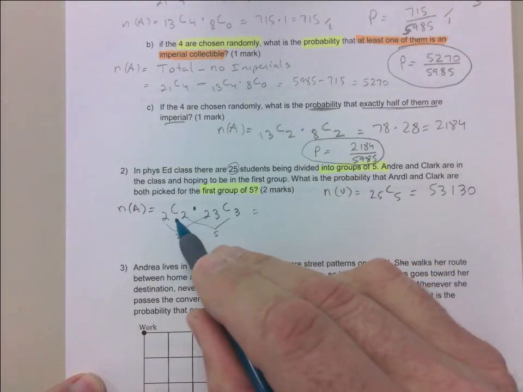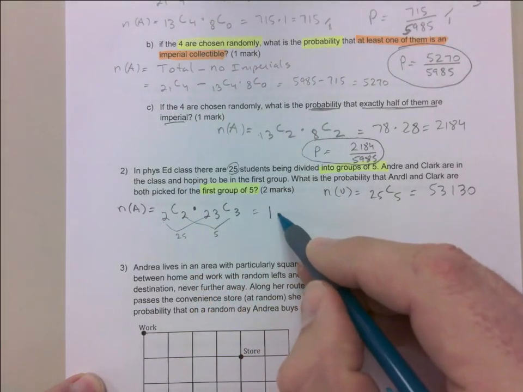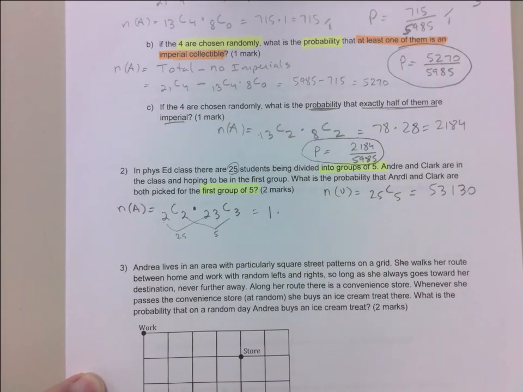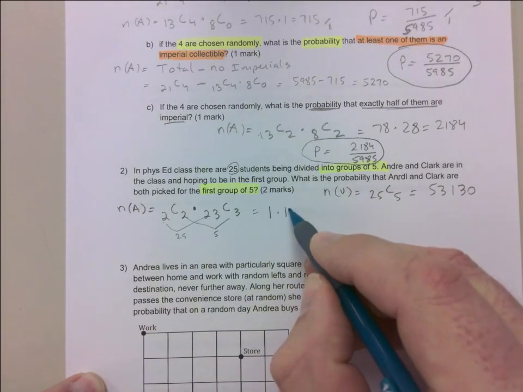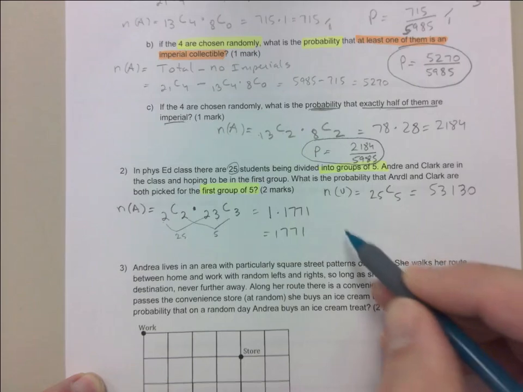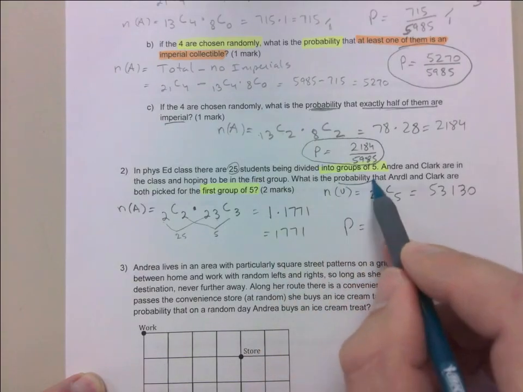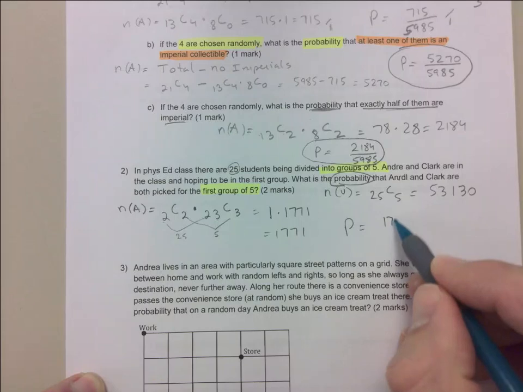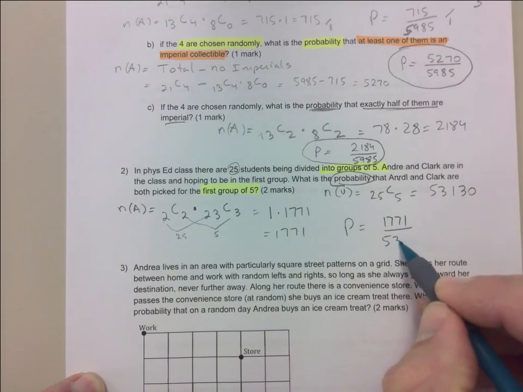So 2 choose 2 is just 1. 23 choose 3 is 1,771. So that's just that. It asks for probability, so it's 1771 over 53,130.